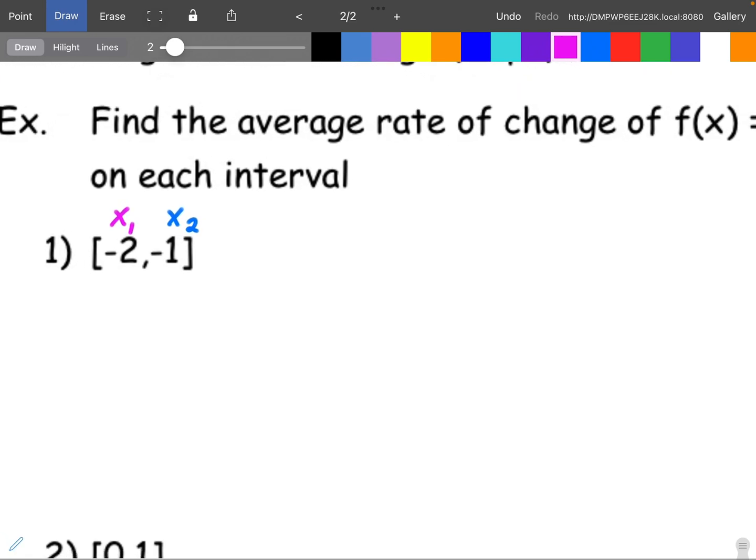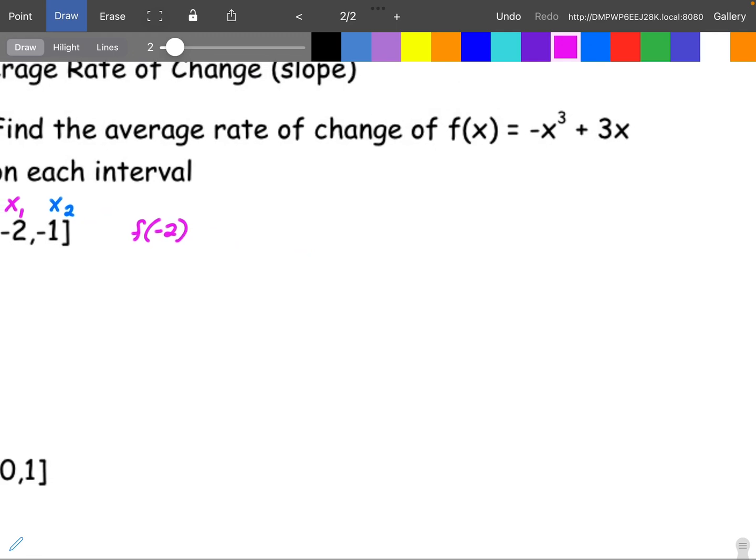So we're going to start with our x1, which is negative 2. We're going to take our function and plug in negative 2 because that's our first x value. Now our function is negative x cubed plus 3 times x. So it's negative, but then x is negative 2, and that's cubed, plus 3 times negative 2. Well, if I cube negative 2, I get negative 8, but then I have this negative, which changes it back to a positive 8. And then 3 times negative 2 is negative 6, so I get 2. That 2 is my y1.